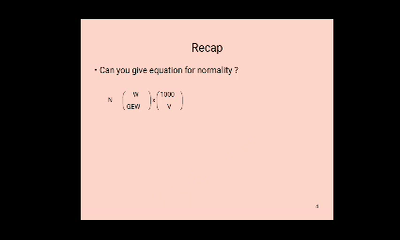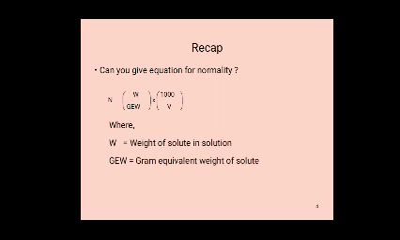That is the calculation of normality. N is equal to W by GEW into 1000 by V ml, where W is the weight of solute in solution, GEW is the gram equivalent weight of the solute, and V is the volume of solution in milliliters.